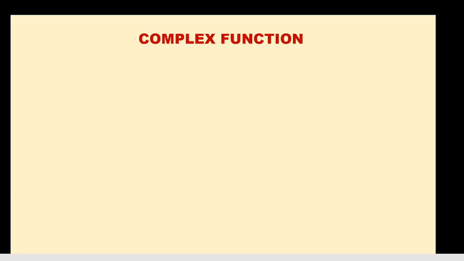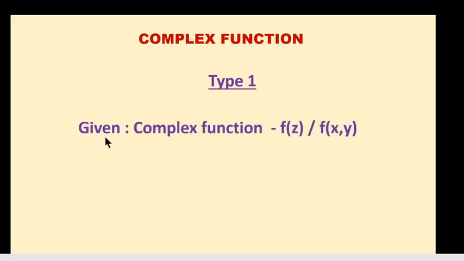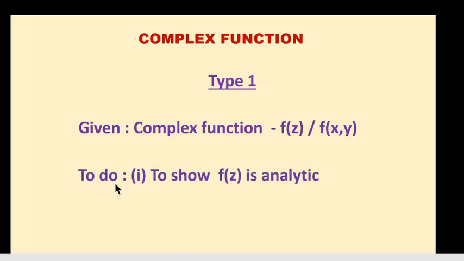Next, let us see problems based on analytic function. Now, the first type of problem we are going to see here is a problem where we are given a complex function f of z. Now, this function could be either given in terms of z or it could be given in terms of x and y. Now, what we have to do here is, first we have to show that this given function f of z is analytic, and second, to find the derivative of the function, that is f dash of z.